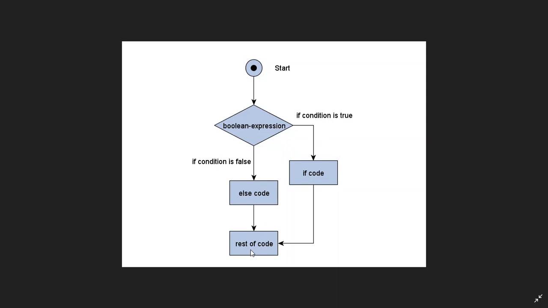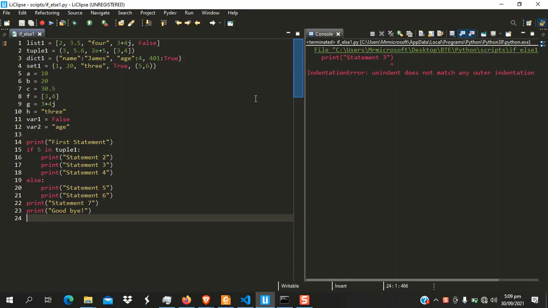So basically, you can branch between two groups of statements in this situation. You have the ability to handle a situation where the Boolean expression is false, and you have the ability to handle a situation where the Boolean expression is true. So we are going to look at an example now.